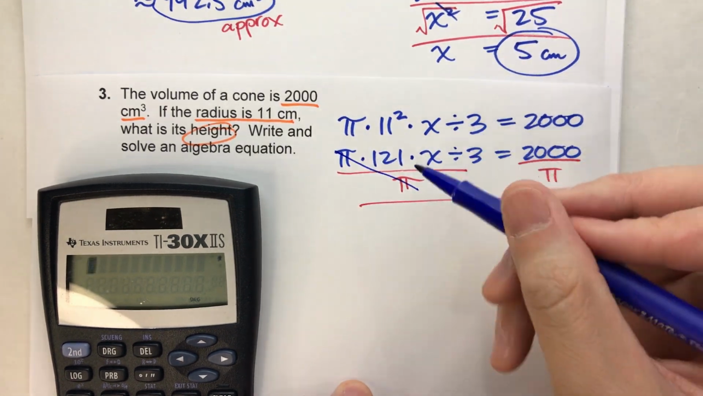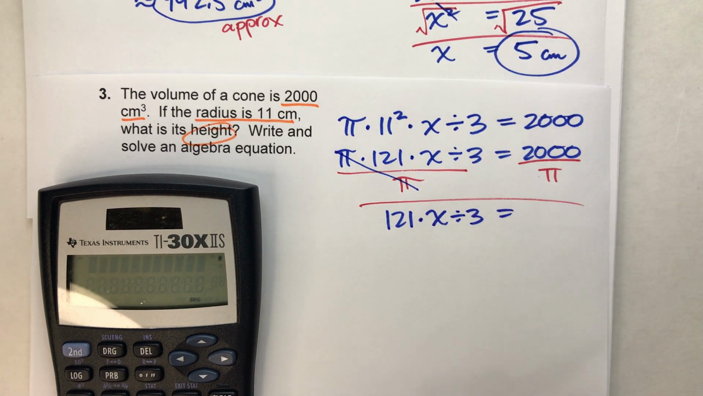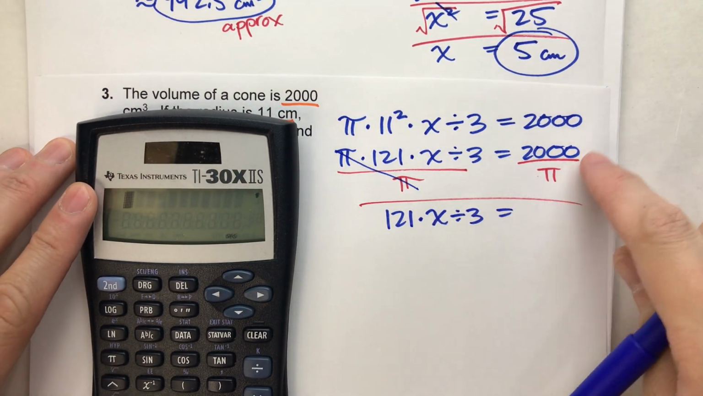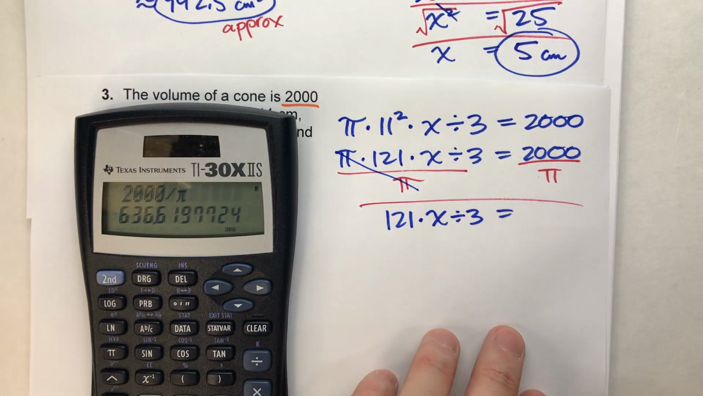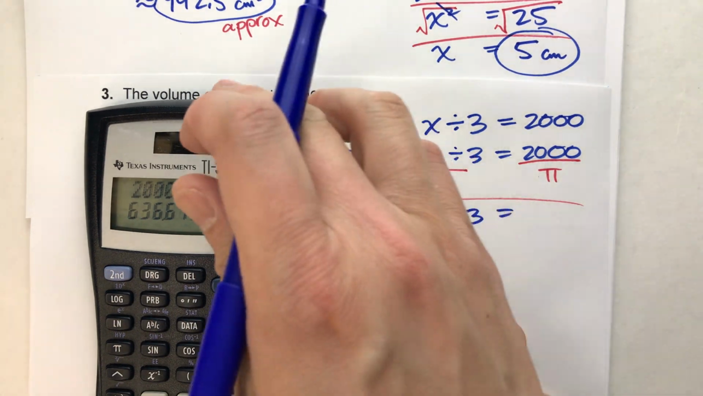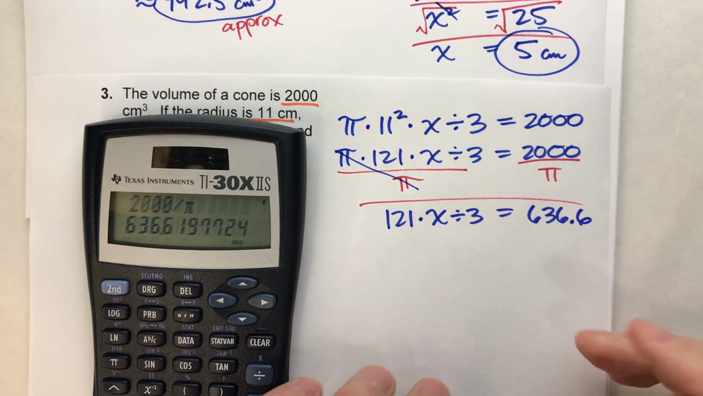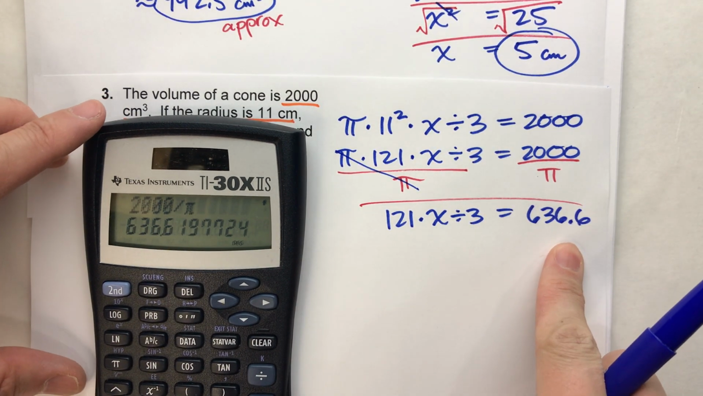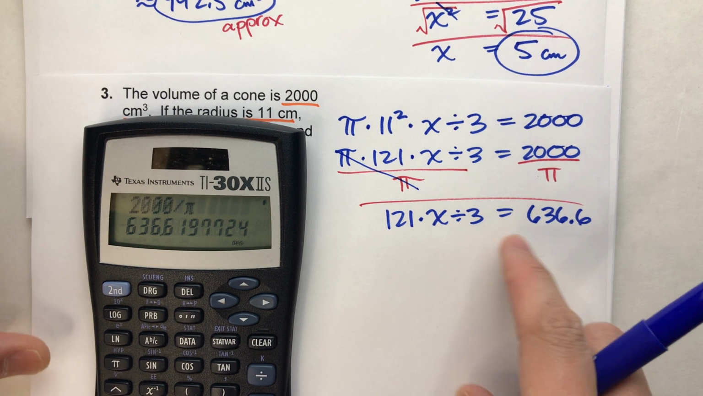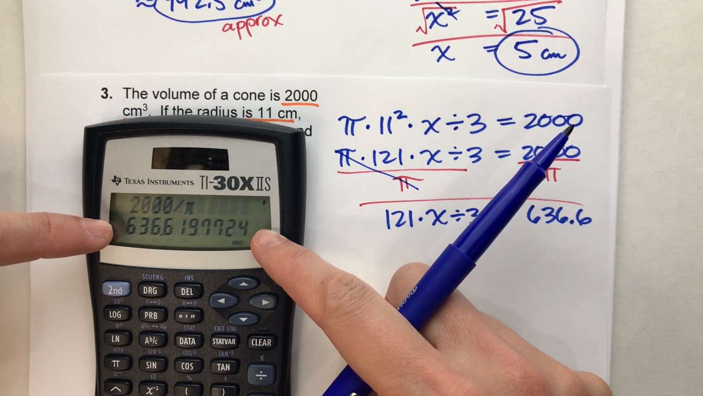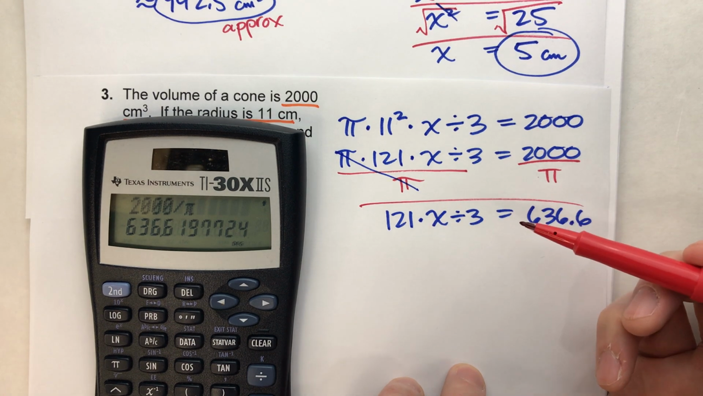Pi's undo each other. I get 121 times x divided by 3 on this side. And then 2,000 divided by pi. There's no pi to cancel out, so I'm actually going to have to do it on my calculator. Boom. And look at what I have. Quite a big mess. I'm going to round this to 636.6. All right. Now, even though I rounded this and I wrote it on my paper, I'm not actually going to use this number when I solve it for the next step. I'm actually going to use this number on my calculator window. So I'm not going to clear this. I'm going to use that. So keep that there.